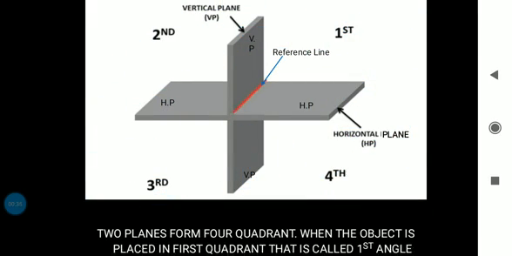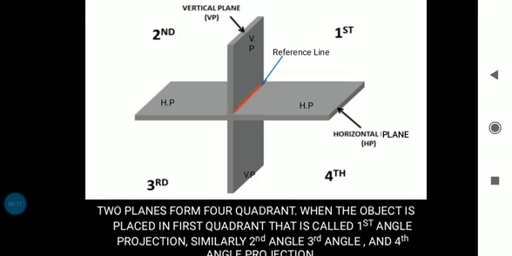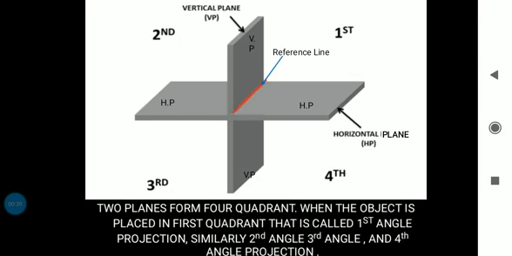There are two planes, the horizontal plane and the vertical plane. These two planes form the four quadrants. This is the first quadrant, this is the second, this is the third, and this is the fourth. When the object is placed in the first quadrant, this type of projection is called first angle projection. Similarly, when the object is placed in the second quadrant, it is called second angle projection, in the third quadrant, third angle projection, and in the fourth quadrant, fourth angle projection.